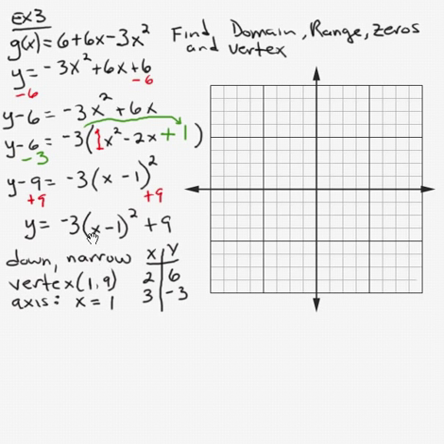If we substitute in 3, 3 minus 1 is 2, 2 squared is 4, 4 times negative 3 is negative 12, negative 12 plus 9 is negative 3. Alright, let's get to the plot. Here's my vertex, which is the point positive 1, positive 9, a little bit off my graph grid. Calculated point 2, 6. Calculated point 3, negative 3.